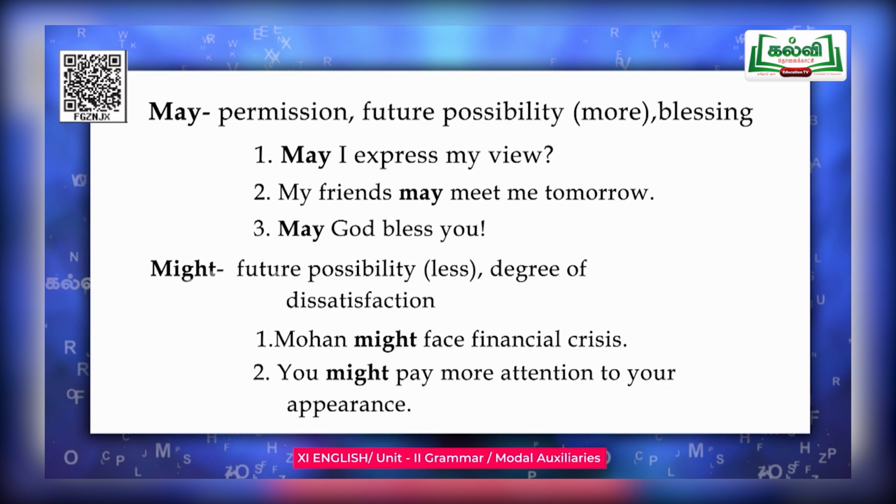Then the second example, "My friends may meet me tomorrow." In this example, I am not very certain whether my friends will come here to meet me or not. There is a thin chance for my friends to come and meet me. Of course, possibility is there for them, but I cannot tell you certainly that my friends will come and meet me tomorrow. There is a chance for them to come and meet me tomorrow.